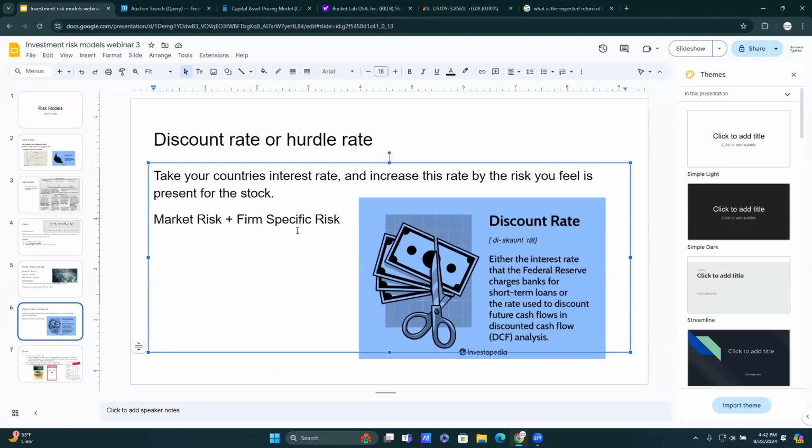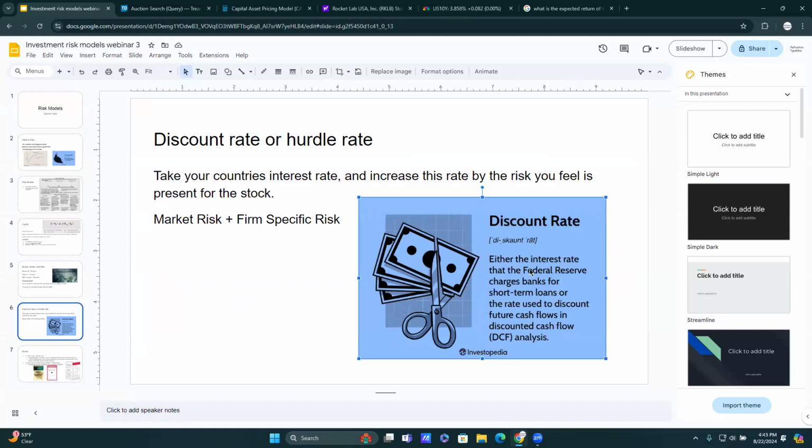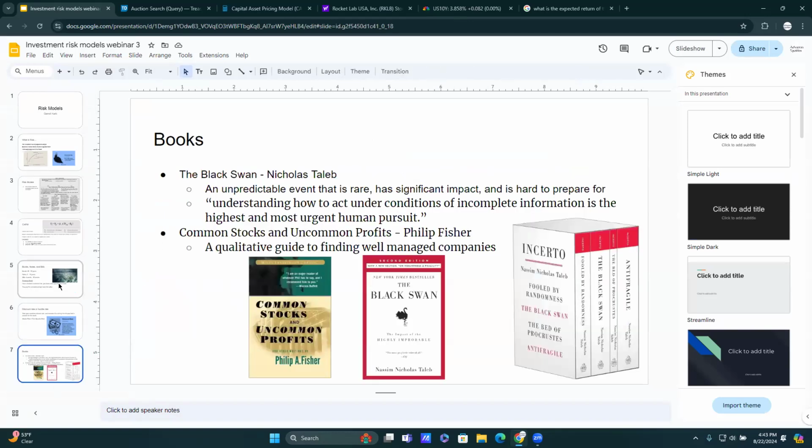It really depends on what type of company you're analyzing. For example, let's go back to the mining company. Let's say this mining company hasn't even started making money yet. Then you have to add the risk present for a company that doesn't make any money, because they have nothing coming in for investors right now. The discount rate is also the interest rate that the Federal Reserve charges banks for short-term loans, but for our definition, we use the rate used to discount future cash flows in a discounted cash flow analysis. All right, great.